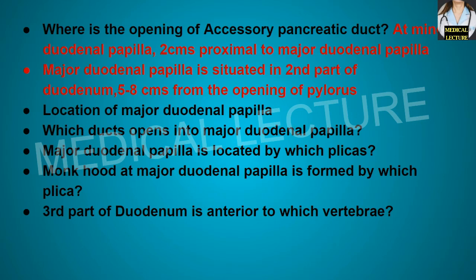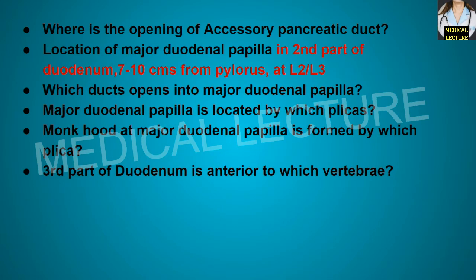Now what is the location of the major duodenal papilla? It is located in the second part of the duodenum about 7 to 10 centimeters from the pylorus at the L2 or L3 vertebral level. Which ducts open into the major duodenal papilla?